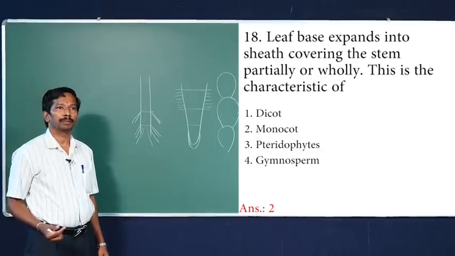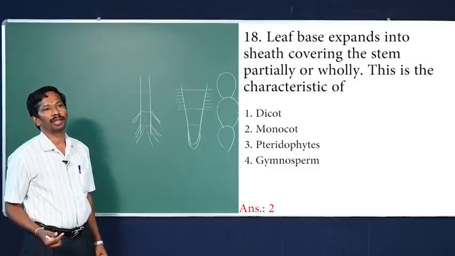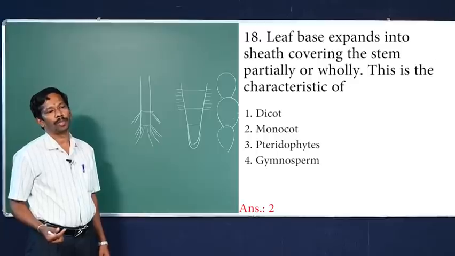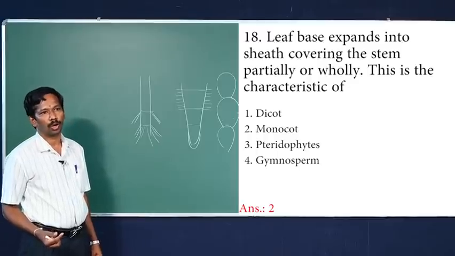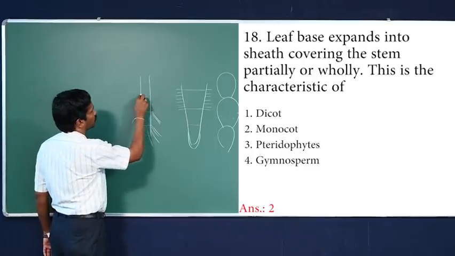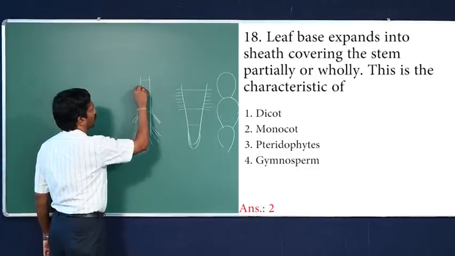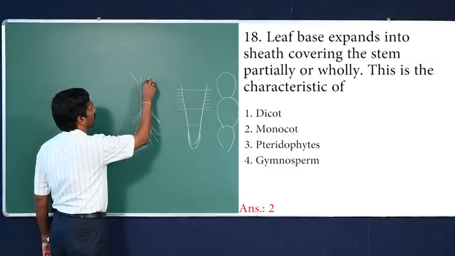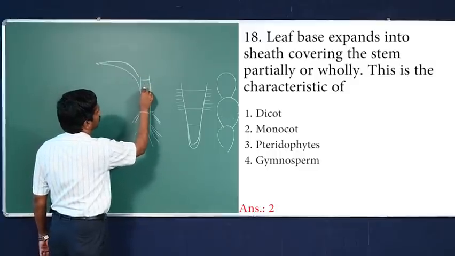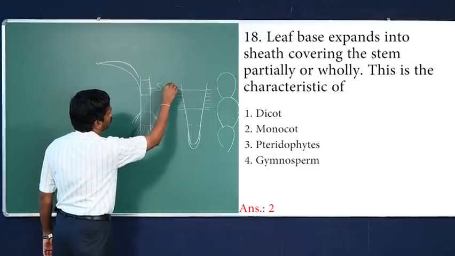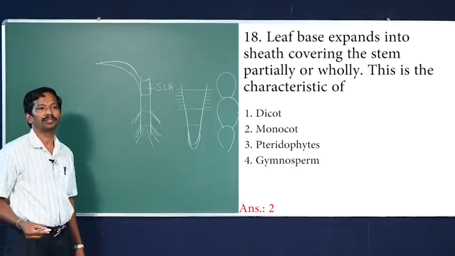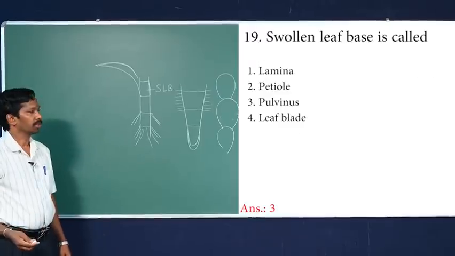Leaf base expands into sheath covering the stem partially or wholly. This is a characteristic feature of option 1 Dicot, second one Monocot, third one Pteridophyte and fourth one Gymnosperm. In the case of sugarcane or grasses, you can find the leaf base is responsible for covering the basal portion, and this part is called sheathing leaf base, and characteristically found in monocotyledonous plants. Hence answer is 2. Next question.